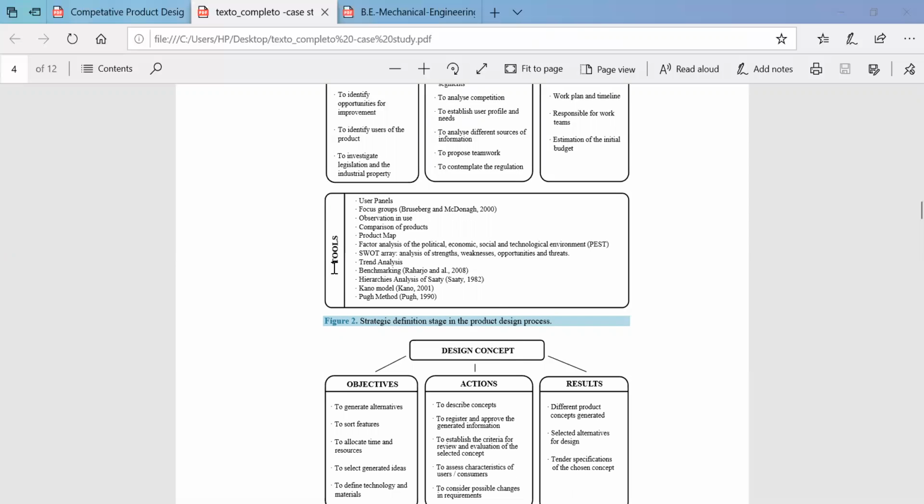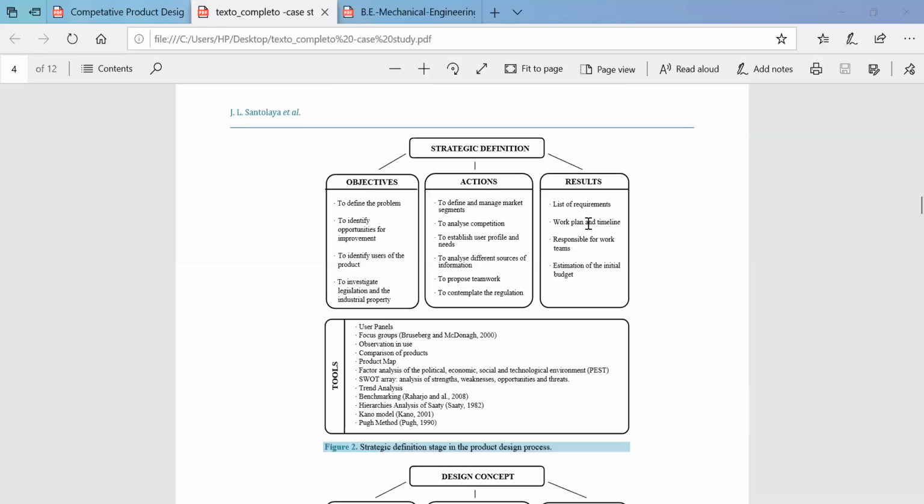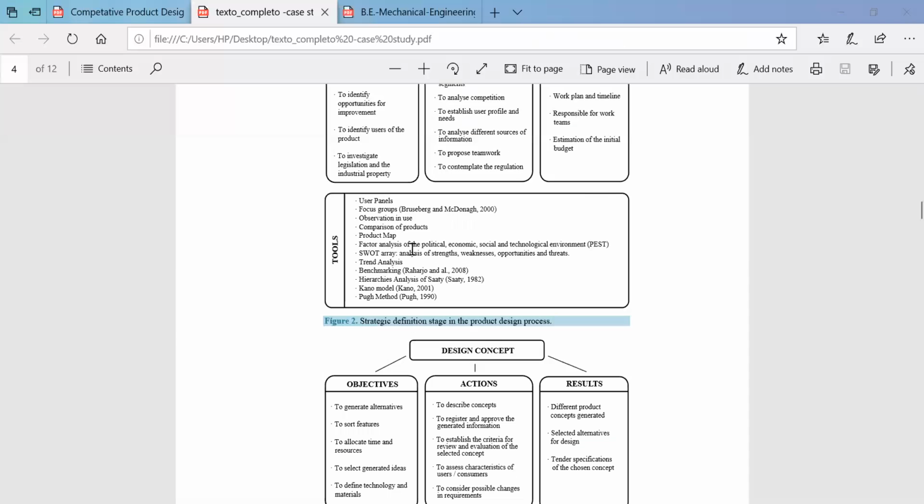Okay, so various tools will be needed in order to perform this action and result part of strategic definition. So these tools are listed out here.